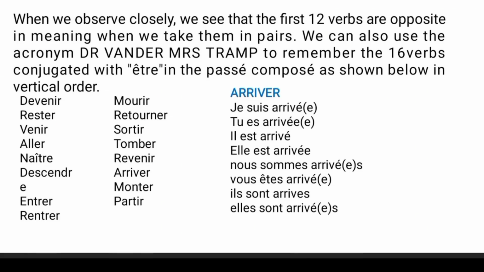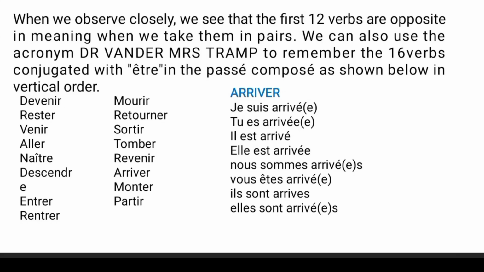When we observe closely, we see that the first 12 verbs are opposite in meaning. That's the other one I talked about, and then I just gave you here an acronym, Dr. Vandamrs Trump. So that's for you to remember all the 16 verbs, to be precise. And as you look at what we have: devenir, mourir, rester, retourner, venir, sortir, aller, tomber, naître, revenir, descendre, arriver. So you have monter, entrer, partir.